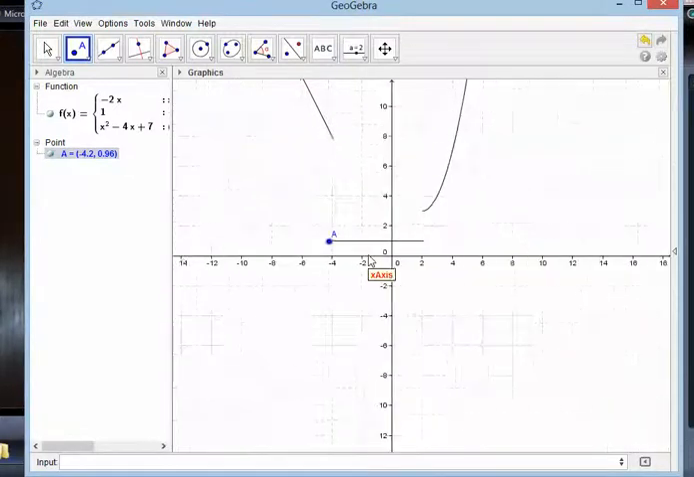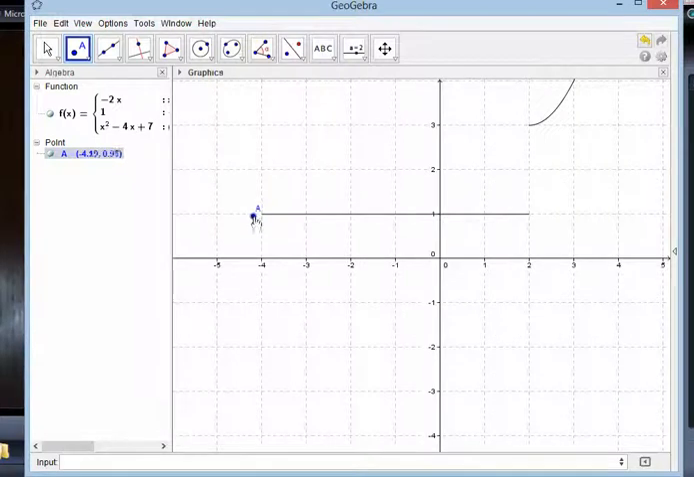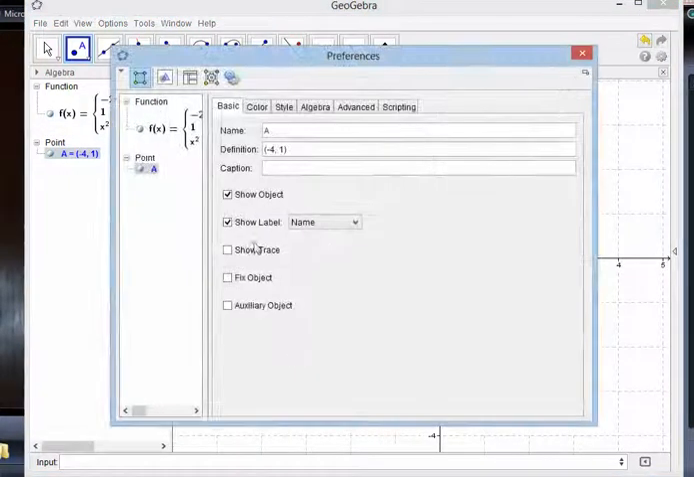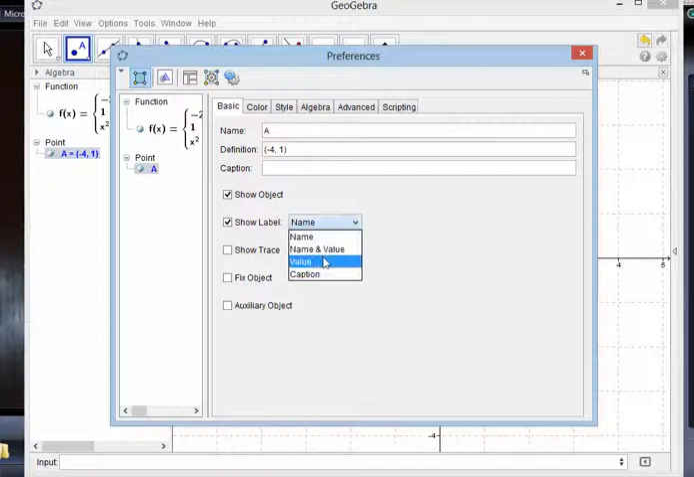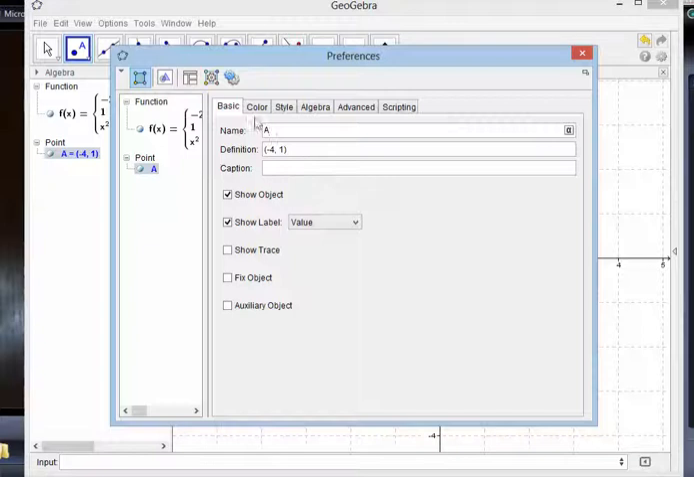And then I'm going to have to zoom way in here. And I'm going to try to put it right on that point because the coordinates, remember, were -4 comma 1. And I'm going to right click the point, go to Object Properties, and I want this to show value. Value meaning it's going to show the definition there, which are the coordinates. And you can change the color of the points if you'd like. I leave them all the same color.